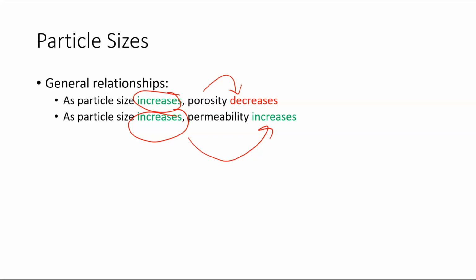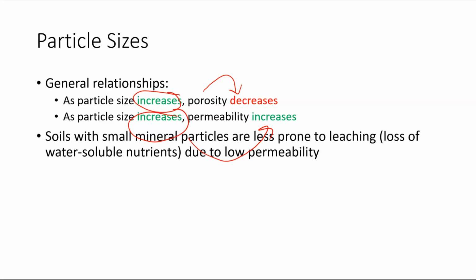I apologize for fumbling over my language there. So, soils with small mineral particles are less prone to leaching. All right, so leaching is an important term. And basically, as water dissolves materials and percolates through the soil, right, leaching is the loss of water soluble nutrients.